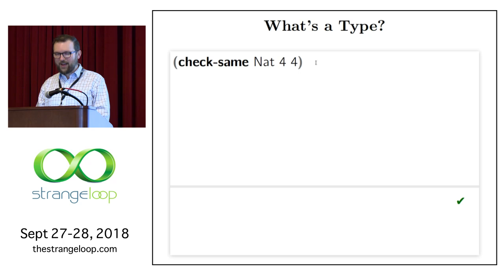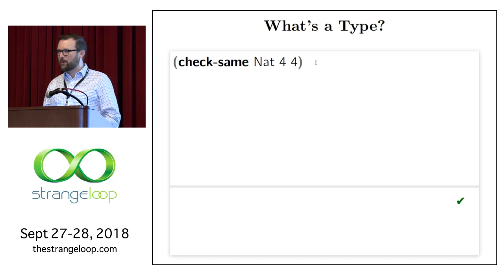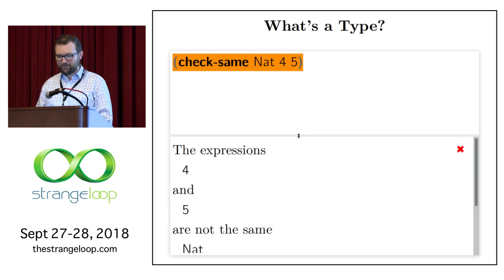So not only do types describe programs, types also tell us which of the programs they describe are the same as each other. And it turns out that 4 is the same nat as 4. And here I'm asking pi, would you please check for me that 4 is in fact the same nat as 4? And it replies with the green check mark. Indeed, 4 is the same nat as 4. If I were to ask whether 4 is the same nat as 5, well, it's not. 4 and 5 are not the same nat.